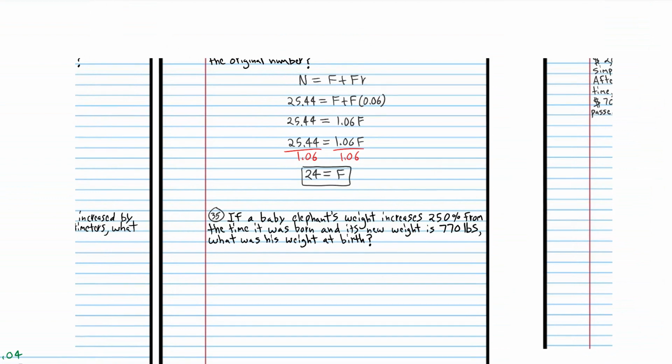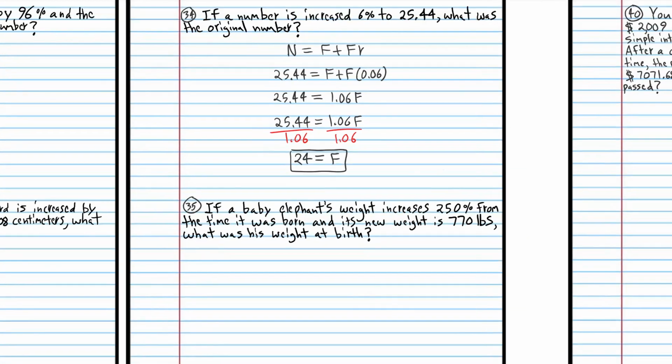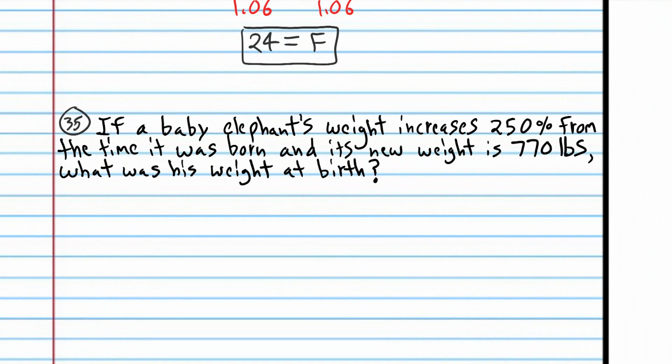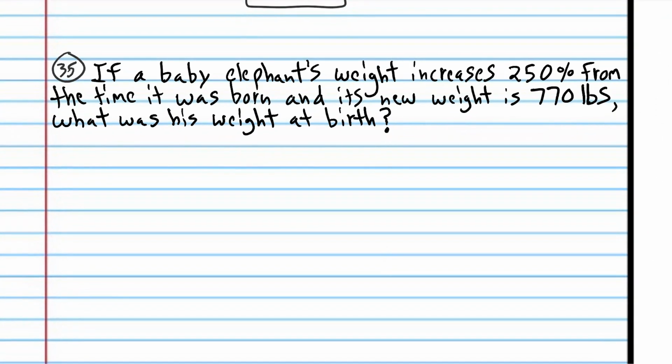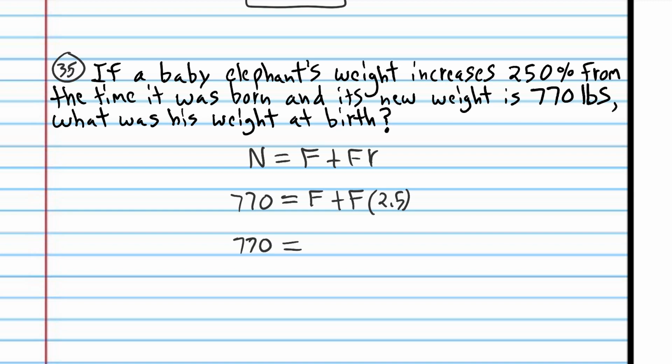So why don't you go ahead and try 35, and when you come back, we'll do it together. All right, we're back. So write your master formula. You always have to write the tool that you're using. The elephant grew to 770 pounds, and the percent increase was 250, so if you change that to a decimal, it would be 2.5. So 1f plus 2.5f is 3.5f.